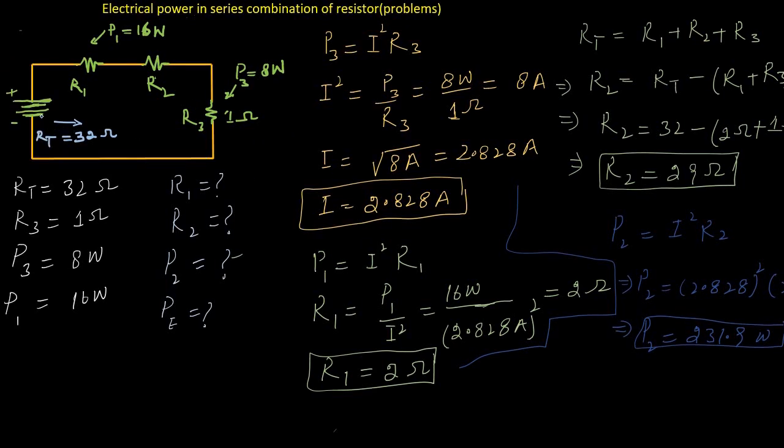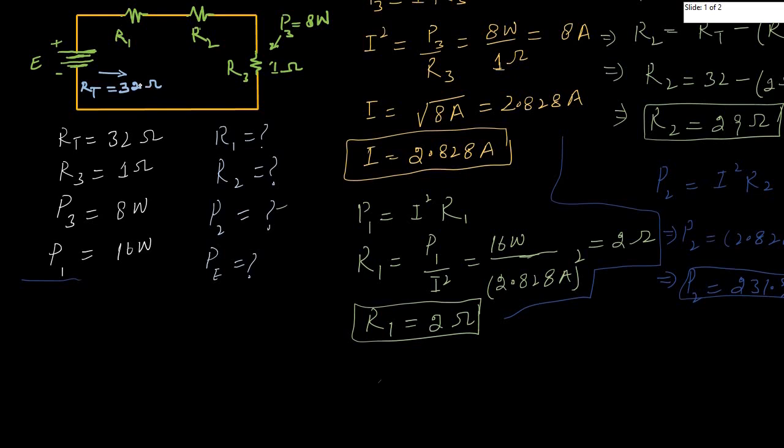Now to find the total power delivered by this DC voltage source, first of all we need to find the total potential difference across the terminals of this DC voltage source. For that, from Ohm's law, E is equal to I times RT. I is given to us, which is 2.828 amperes, and RT is 32 ohms. So the total potential difference across the terminals of this DC voltage source is 2.828 times 32 ohms, which is 90 volts.